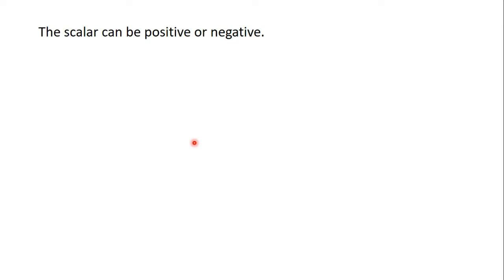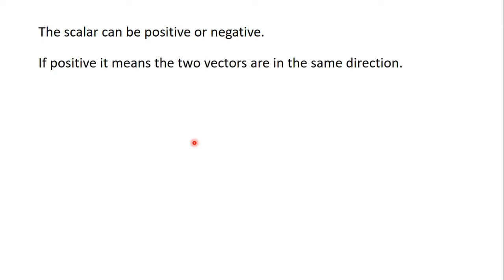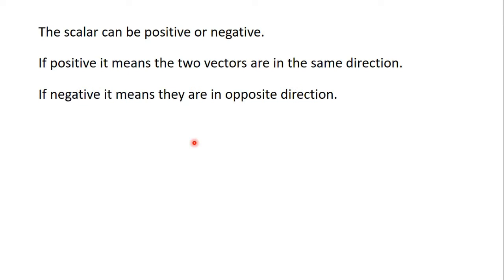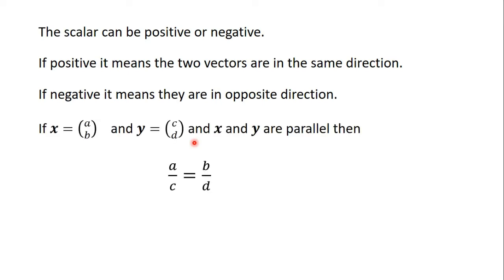Remember that as we said under multiplication of vectors by scalars, the scalar can be positive or negative. If the scalar is positive, it means that the two vectors will move in the same direction. If the scalar is negative, it means that the two vectors will move in opposite directions. But how do we find parallel vectors? How do we know that two vectors are parallel when they are being given to us?